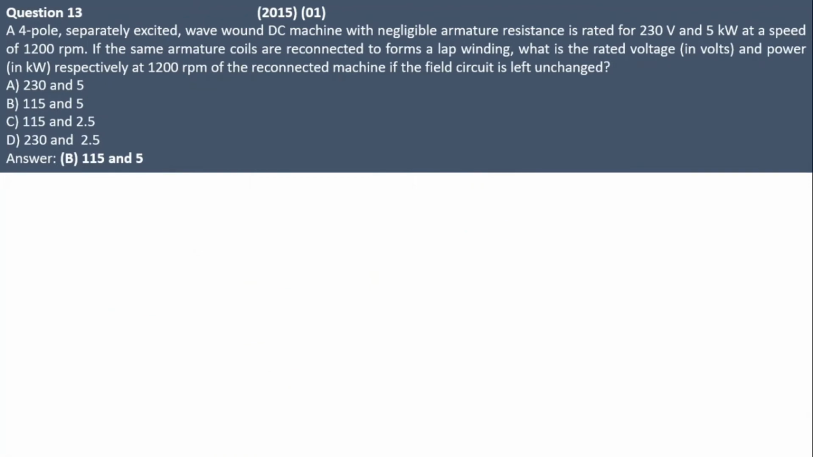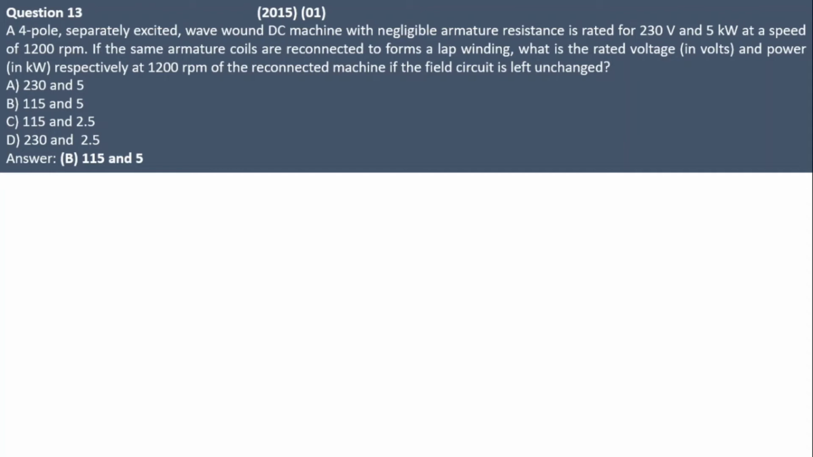Next, a 4-pole separately excited wave wound DC machine with negligible armature resistance is rated for 230 volt and 5 kilowatt at rated speed of 1200 rpm. If the same armature coils are connected to form a lap winding, what is the rated voltage in volts and power respectively at 1200 rpm for the reconnected machine if the field circuit is left unchanged?